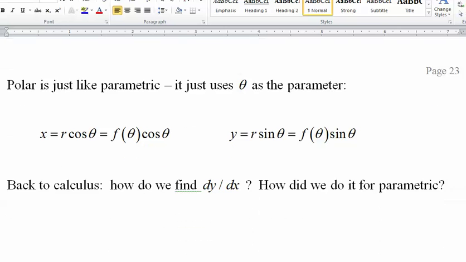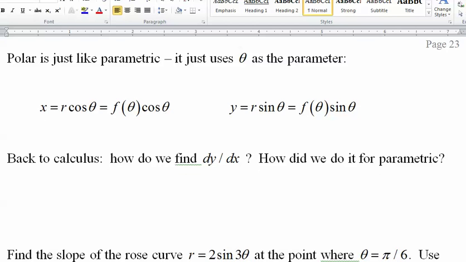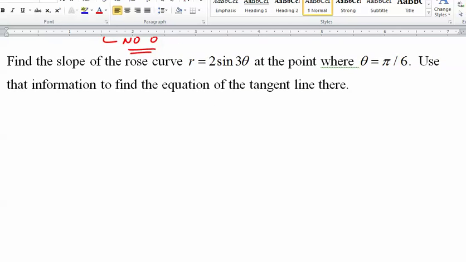Polar is just like parametric, as I mentioned earlier. Theta is the parameter. So x equals r cosine of theta, and y equals r sine of theta, where r is some function of theta. x is always cosine, and y is always sine. So how are we going to find dy/dx? We're finally actually getting into calculus. Well, just like parametric, we're going to do dy/d theta over dx/d theta. And that'll give us dy/dx, assuming we don't put a 0 in the denominator. So let's find the slope of a polar curve. r equals 2 sine of 3 theta.